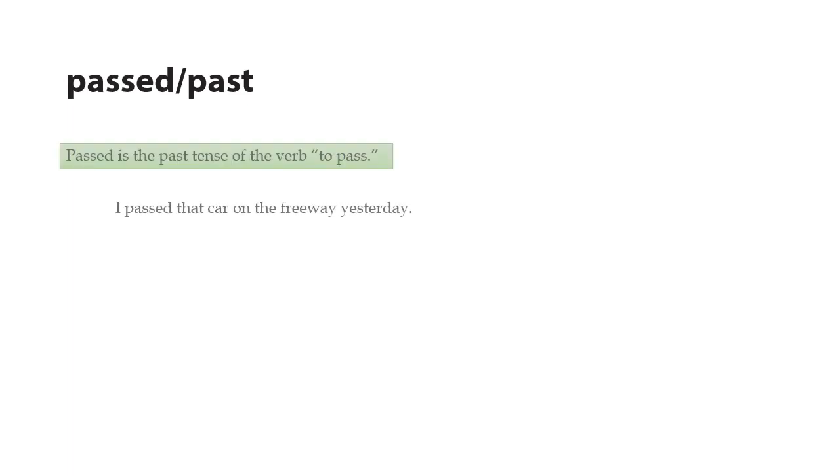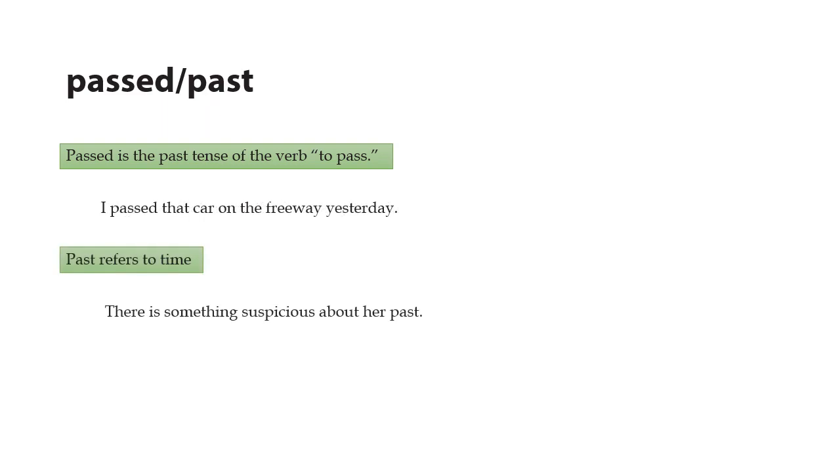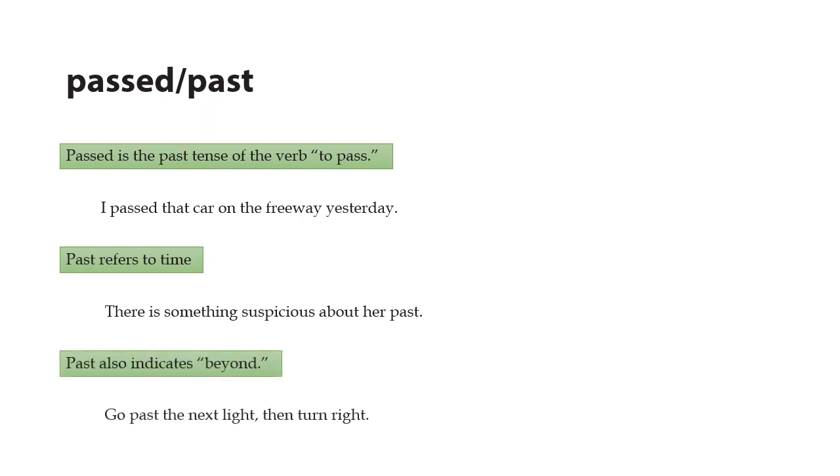Past and past. Passed is the past tense of the verb to pass. So I passed the car on the freeway yesterday. And then past refers to time. There is something suspicious about her past. And past also indicates beyond, like go past the next light, then turn right.